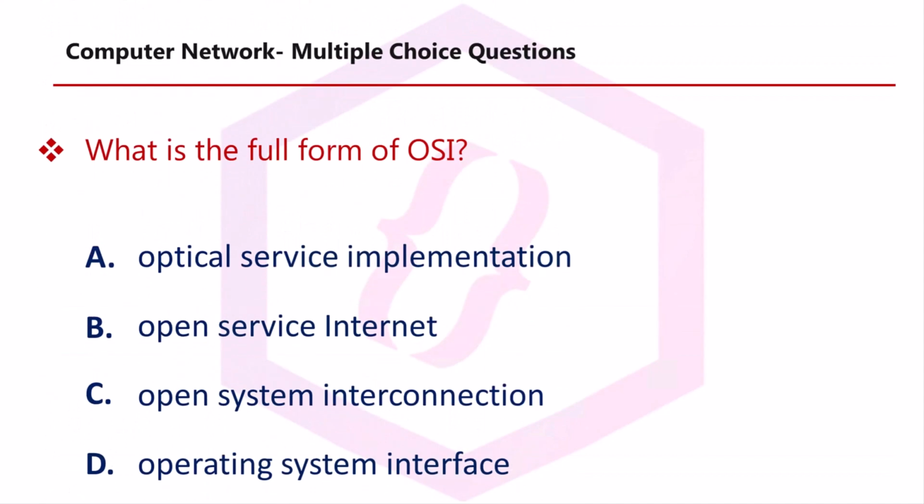Which is the full form of OSI? Option A, optical service implementation. Option B, open service internet. Option C, open system interconnection. Option D, operating system interface. The correct answer is option C, open system interconnection.